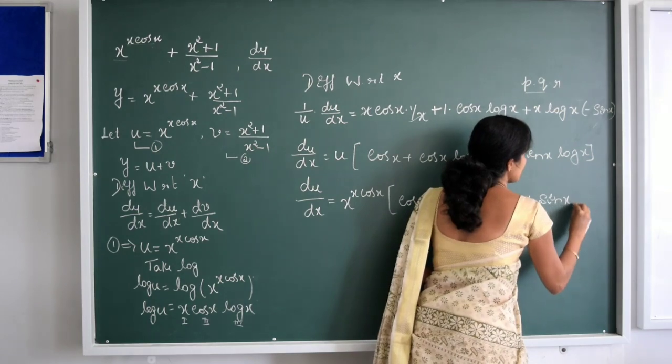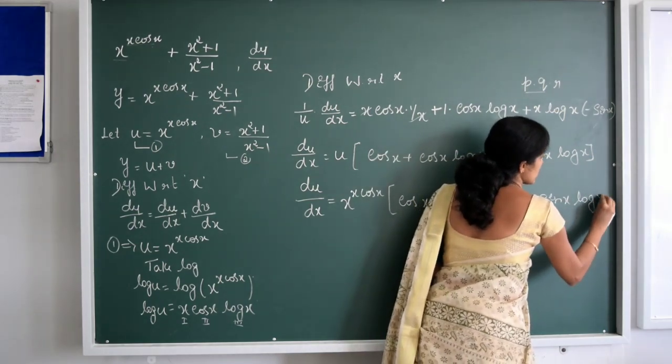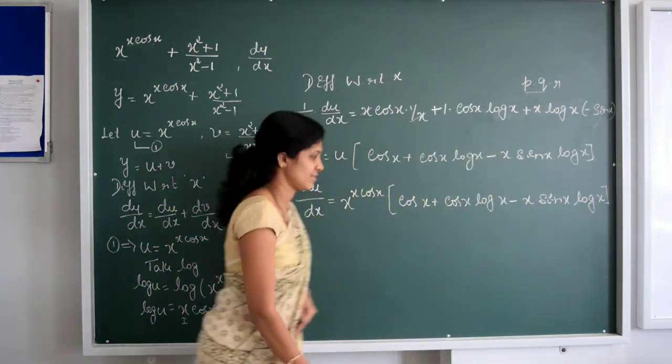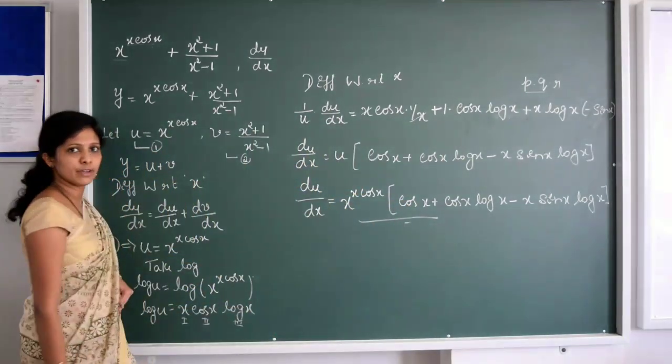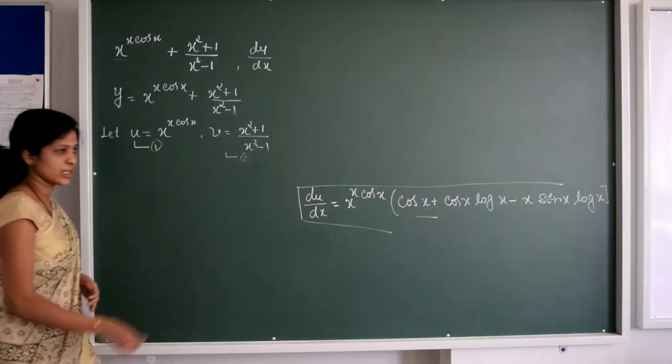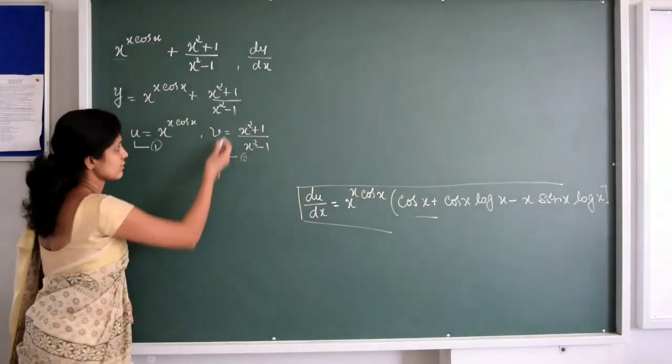These are the little lengthy problems. These are important for 3 marks. Okay, these are not the 5 mark problems. So this is the du by dx. Now you have to find similarly dv by dx. Here we got the value of du by dx. Now we will find dv by dx.